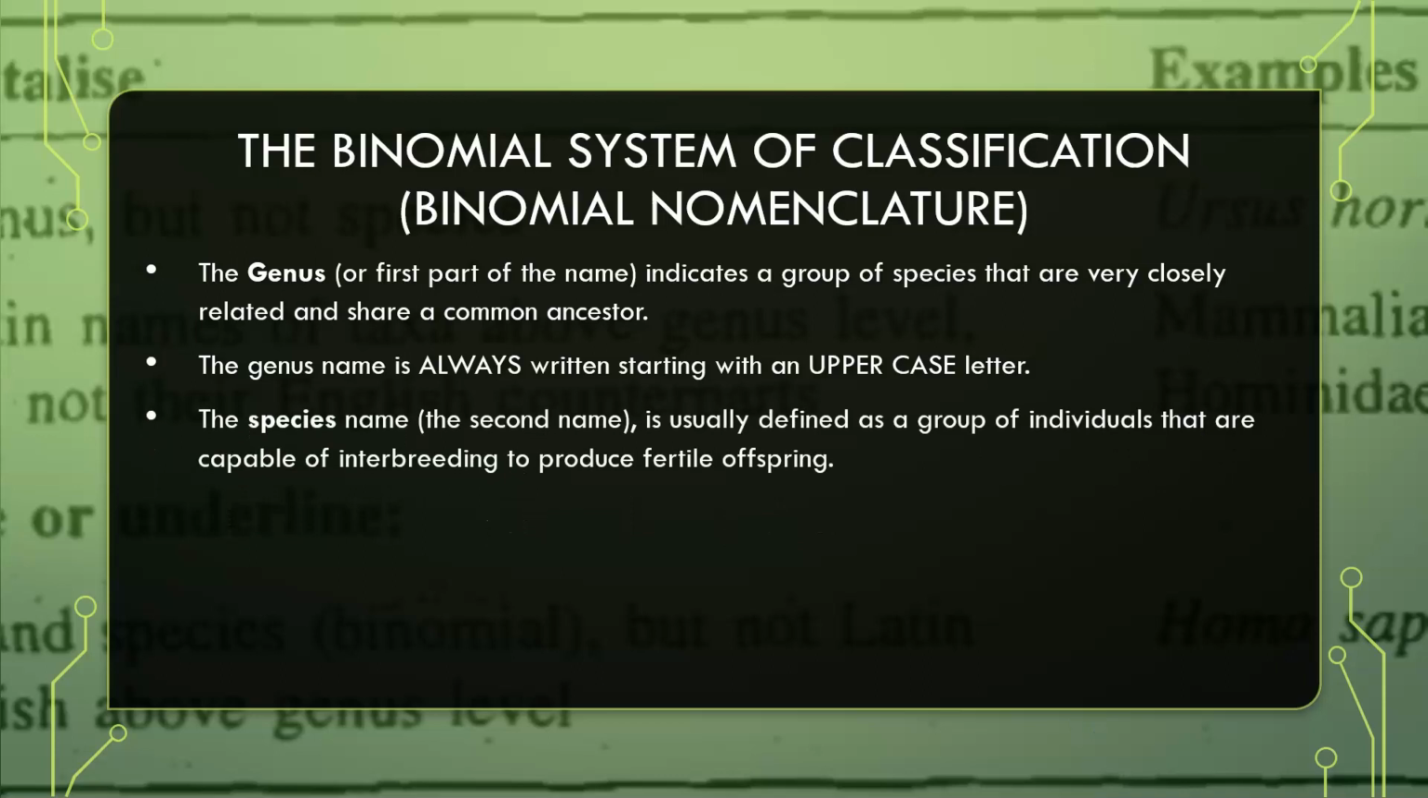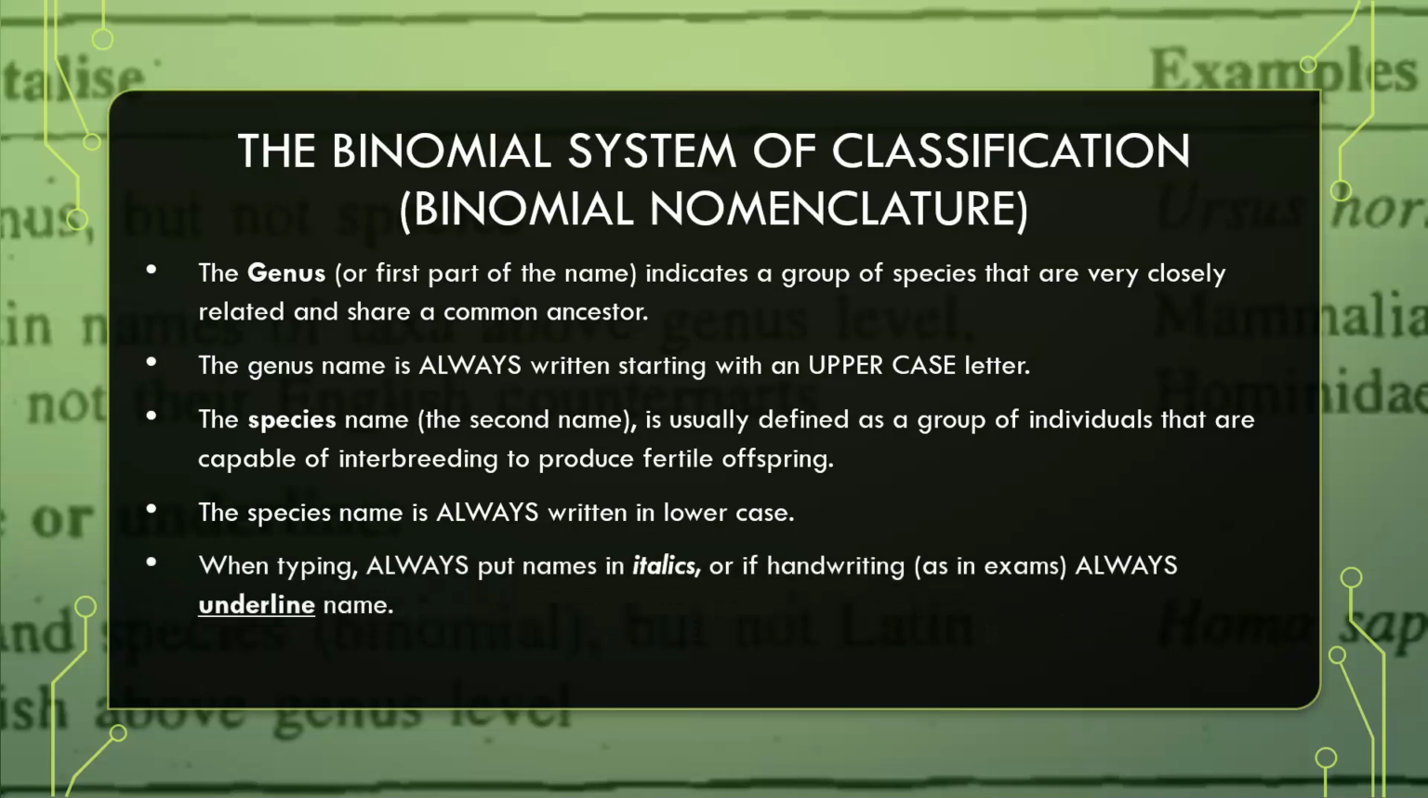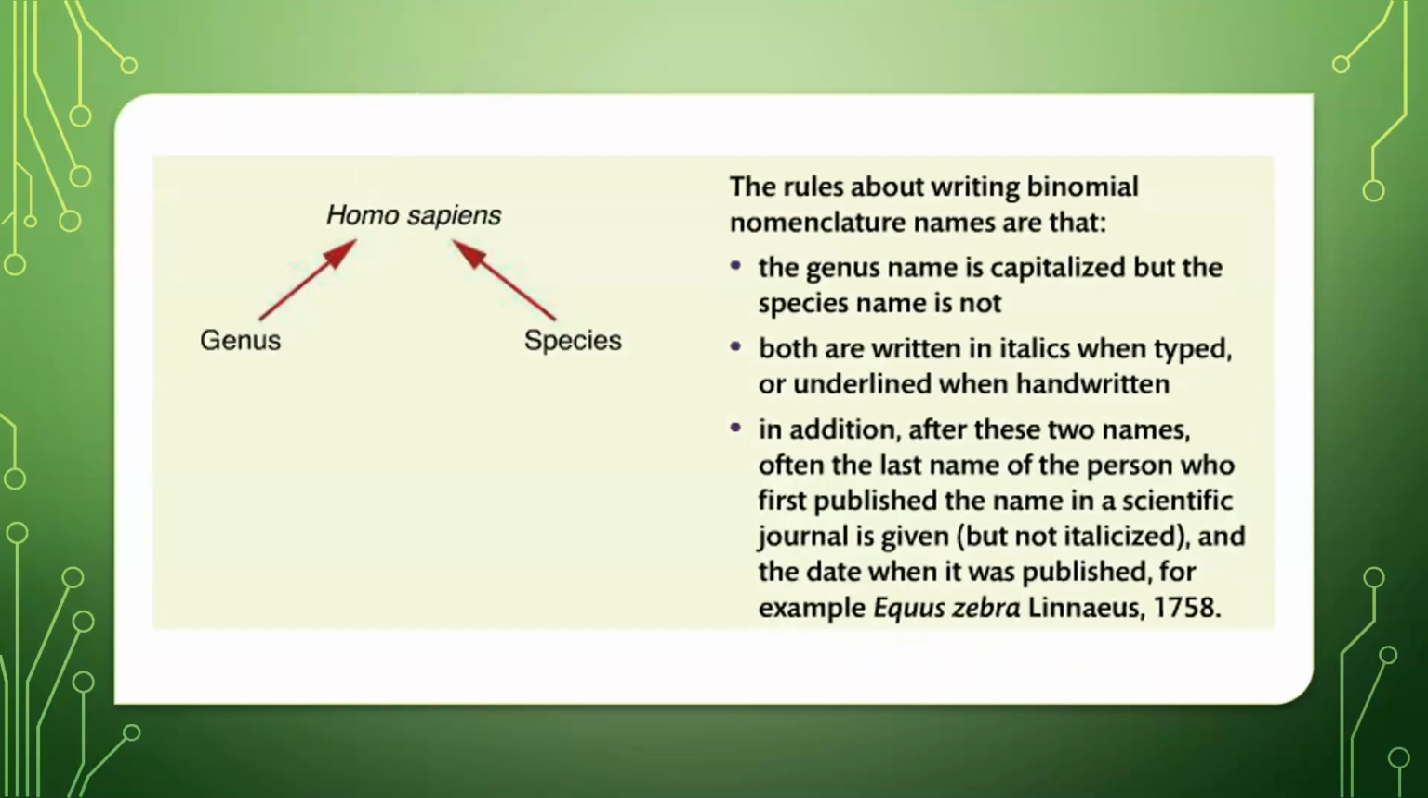The species name, which is the second name, is usually defined as a group of individuals that are capable of interbreeding to produce fertile offspring. The species name is always written in lowercase. When typing, always put names in italics, or if handwriting, for example in exams, always underline the name. So there we've got our rules again with our example of Homo sapiens.